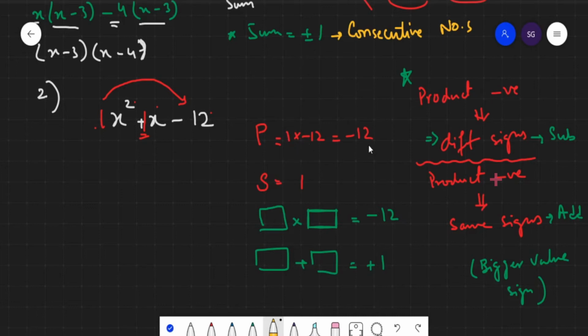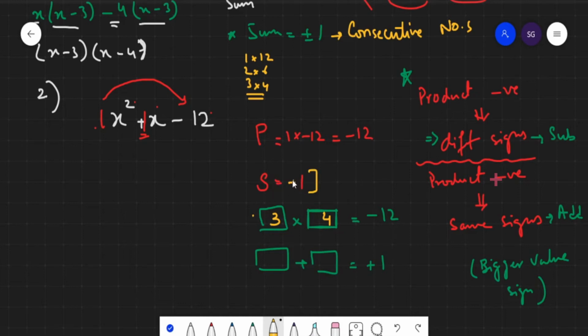So let's find out the numbers. -12, irrespective of the sign, 12 is 1 times 12 or 2 times 6 or 3 times 4. As you see, the sum is +1, so it means I'm looking for consecutive numbers. So 3 and 4 is my choice. So I'll place 3 and 4. Now this product is negative, so I know that one of them has to be positive and the other has to be negative, and that is decided with the help of the sign of the sum.